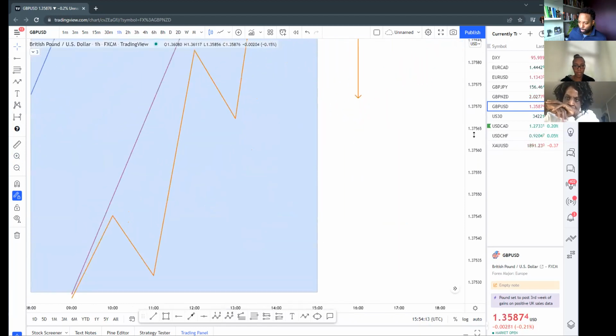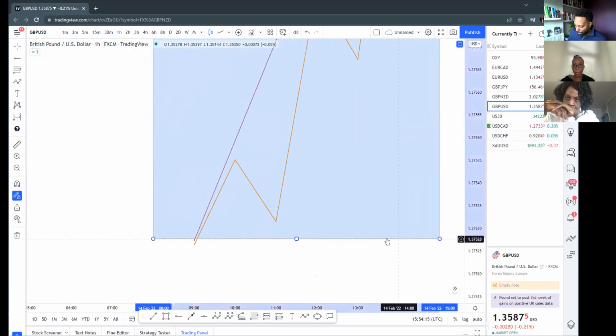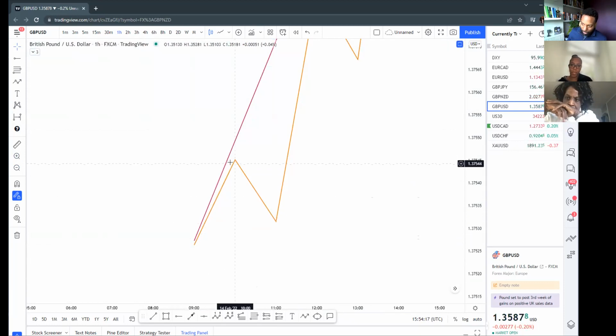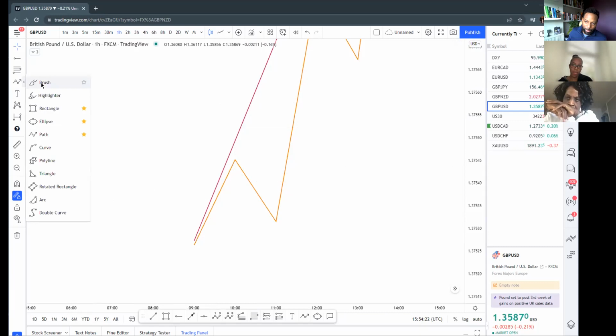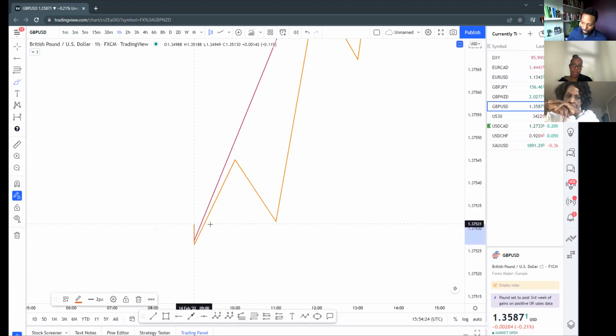we could literally drill down into this first impulse on the 1 hour time frame and see the same thing on the 15 minutes. Can't draw it. The pixels won't let me draw it. I'm too zoomed in. And we see the same thing on the 15-minute chart.